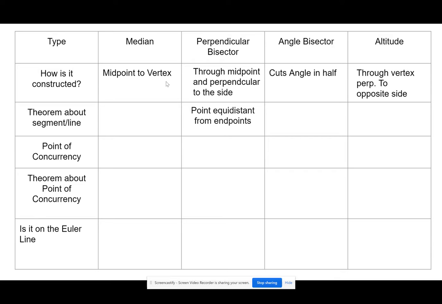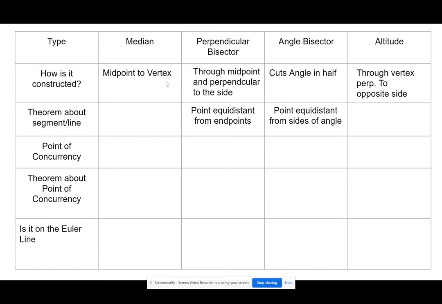The perpendicular bisector theorem says any point on the perpendicular bisector is equidistant from the endpoints of the segment. The angle bisector theorem says any point on the angle bisector is not equidistant to the endpoints, because there are no endpoints of the segments. Instead, it's equidistant from the sides of the angle. And those two inform us about their points of concurrency.